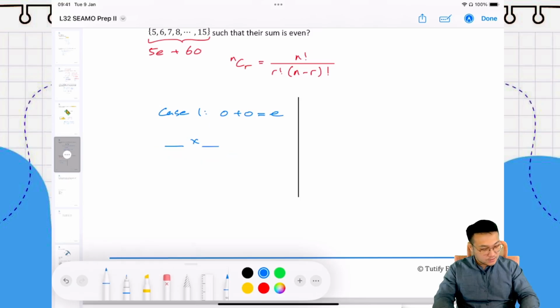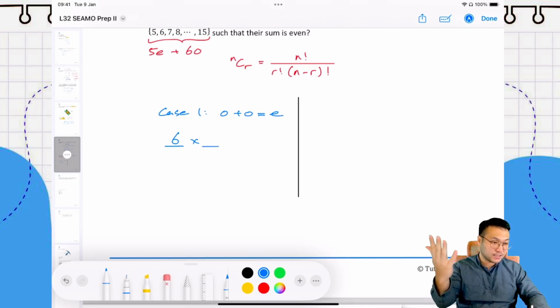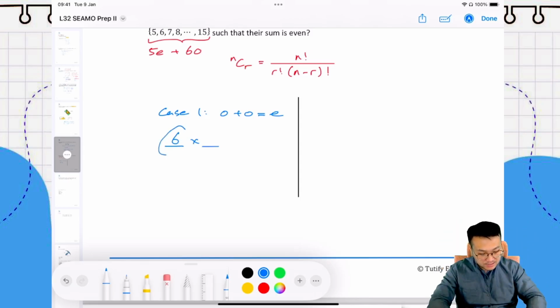So if I have six odd numbers, I'll have six options to choose from. Those odd numbers are 5, 7, 9, 11, 13, and 15. I have six options to choose from, so I take 6.